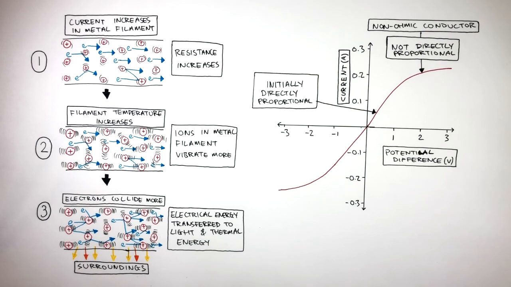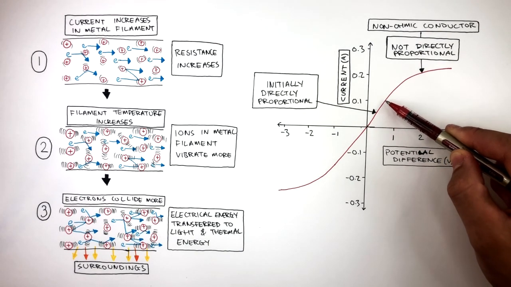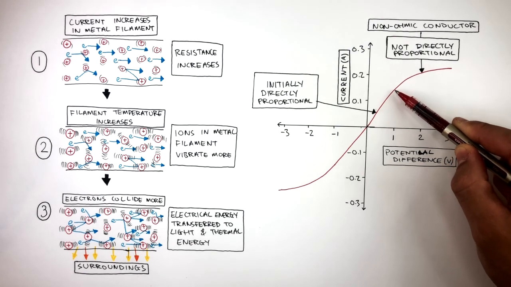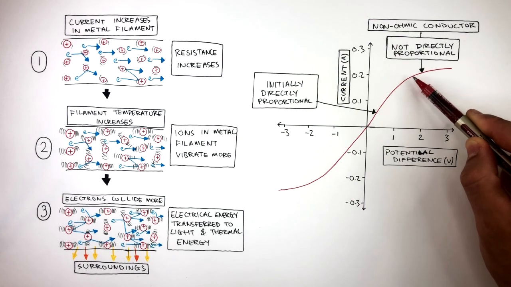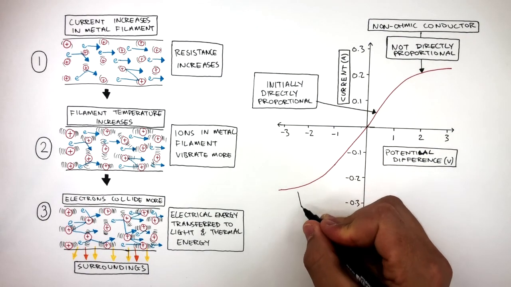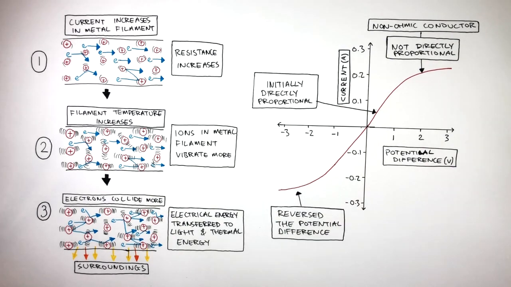So, to summarize, only this part of the graph is directly proportional, whereas the rest of the graph is not directly proportional. Therefore, filament lamps are non-ohmic conductors. And as already stated, here we have reversed the potential difference, where the current then flows in the opposite direction. This has no effect on the shape of the graph.